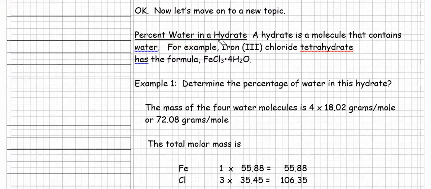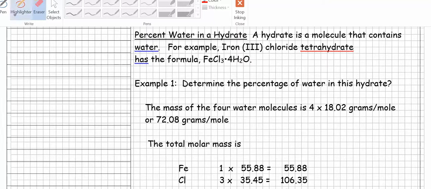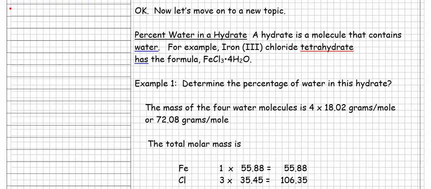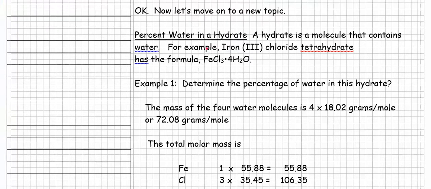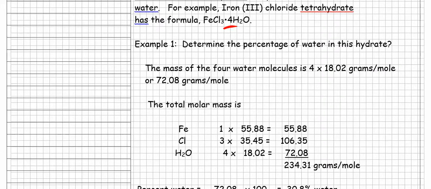It says example number 1. Determine the percentage of water in this hydrate, right? We want to determine by mass the percentage of water in this molecule, FeCl3·4H2O. Again, it's called iron(III) chloride tetrahydrate. So here's what we would do. First, we're going to determine the mass of the 4 water molecules, because there are 4 water molecules, right? That's easy. We'll just say 4 times the mass of 1, which is 18.02, and I got that just by adding up hydrogen twice and then oxygen. And that mass is 72.08 grams per mole.